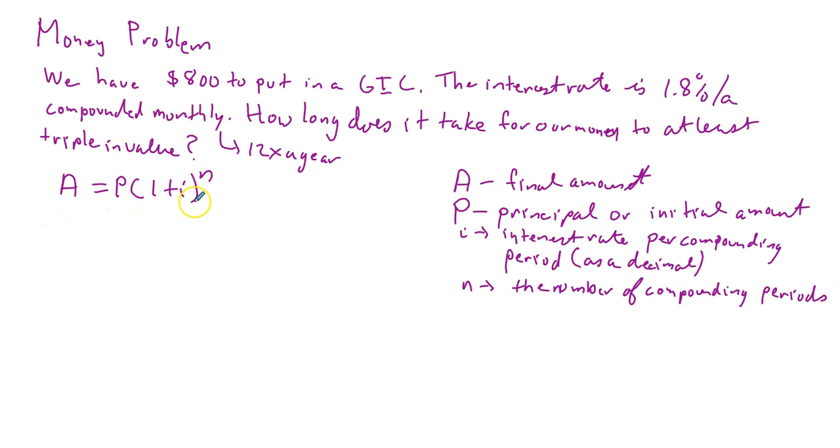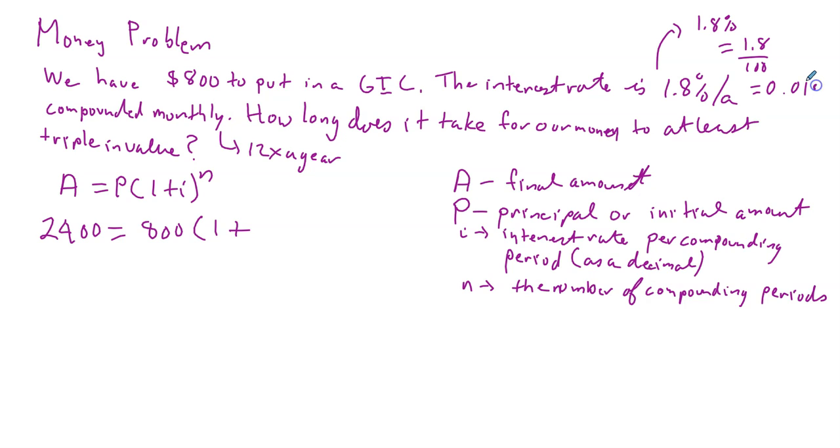So here's the compound interest formula. A is equal to P times 1 plus i to the n. So A is the final amount. So if we're going to triple, we're going to end up with $2,400. P is the principal, the initial amount. i is the interest rate per compounding period. Now, 1.8% is 1.8 divided by 100, or 0.018.